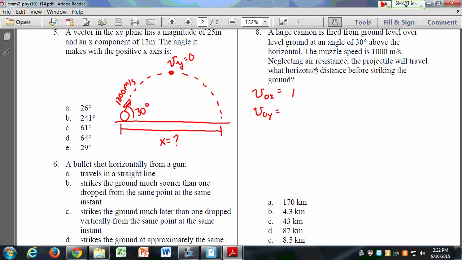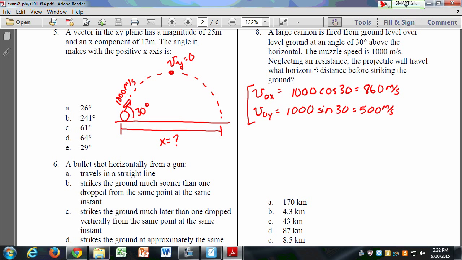That's going to be 1,000 cosine of 30 and 1,000 sine of 30. See, this is 500, and this is 860. And then after that, I have those.